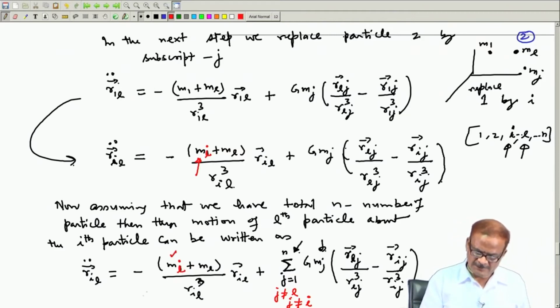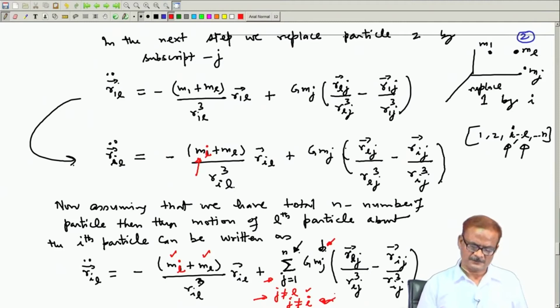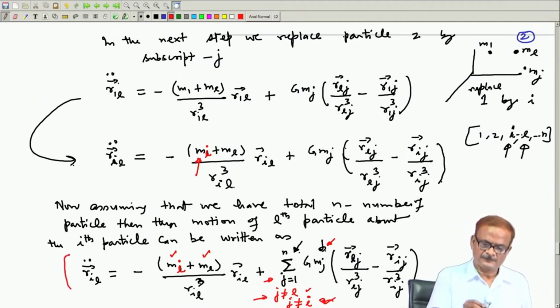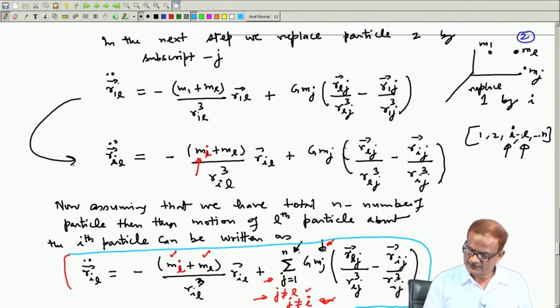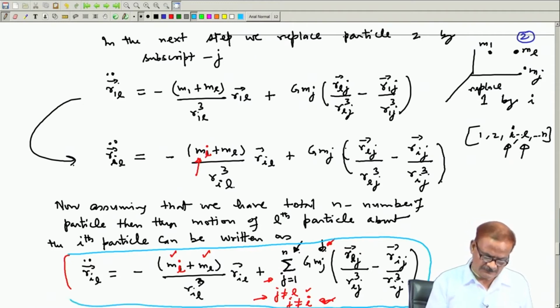So, already the ith particle is involved here and the lth particle is involved here, and here whatever is coming, this is because of the jth particle. So, for the jth particle I need to remove j equal to l and j equal to i and sum it over, and therefore this j varies from 1 to n, but out of that we have to remove the case j equal to l and j equal to i, and this is your equation which gives you a generalized form of the equation of motion of the lth particle with respect to the ith particle.